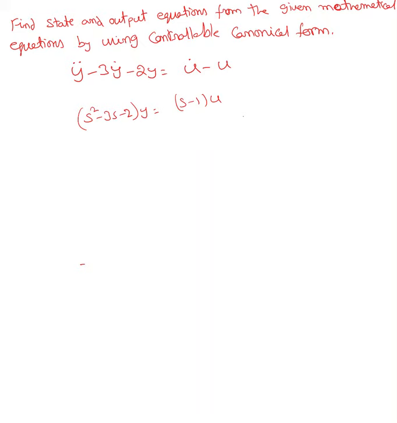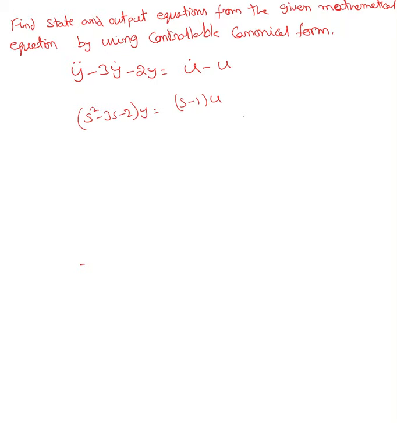Here is the next example. In this example, he's asking us to find the state equation and output equation from the given mathematical equation. Actually, there is only one equation, using controllable canonical form. Why are we doing this in controllable canonical form? Because he wants to make the system controllable.